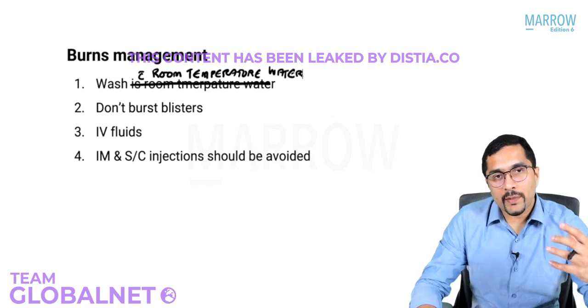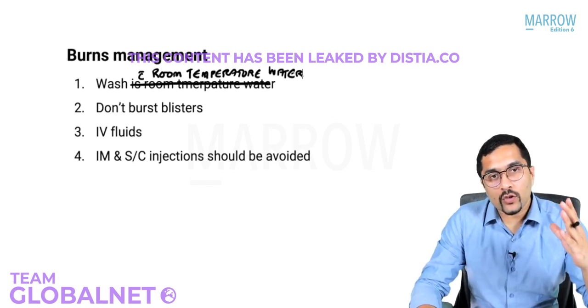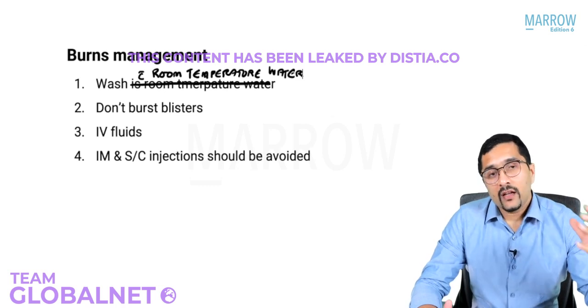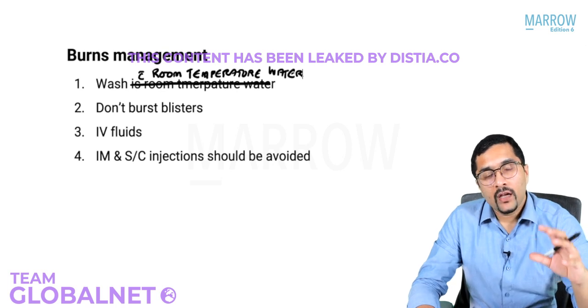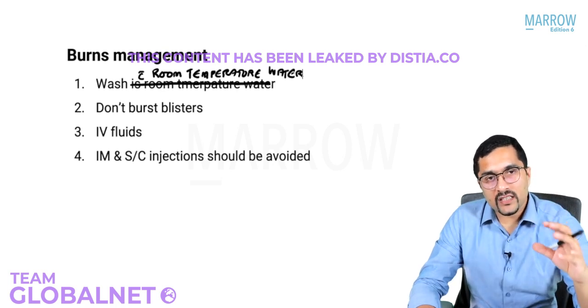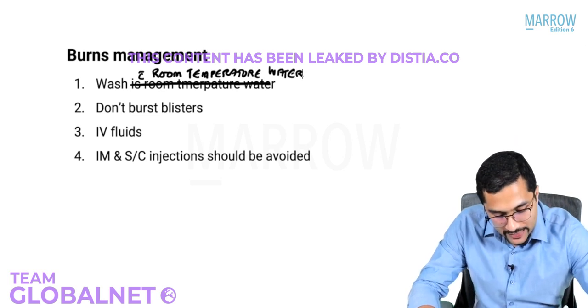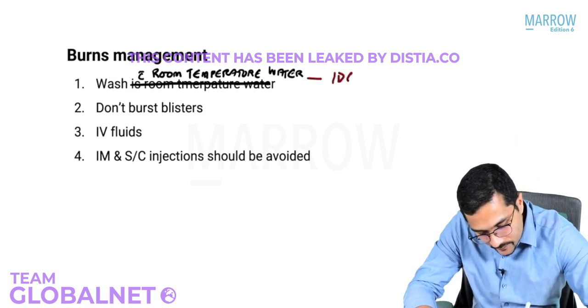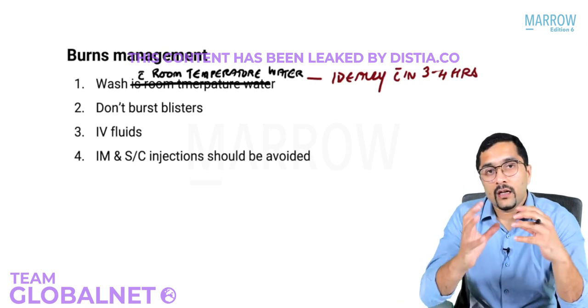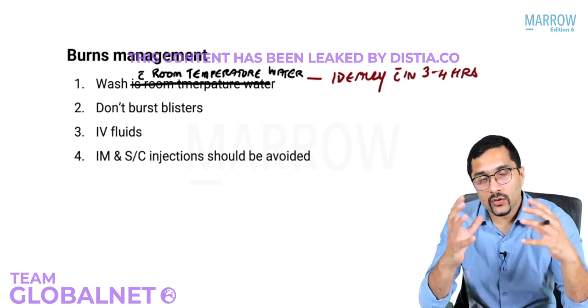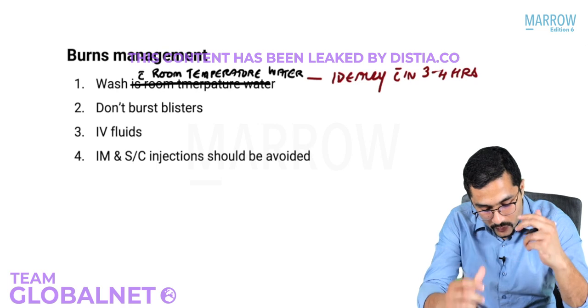Now, whenever a burns patient comes to the emergency, I've already told you about ABCD. In addition to that, local care also has to be provided to that burned area. Whenever we get a burns patient, the first thing is to wash that burned area with room temperature water. This should ideally be done within 3 to 4 hours, and this can actually reduce the area which gets injured.